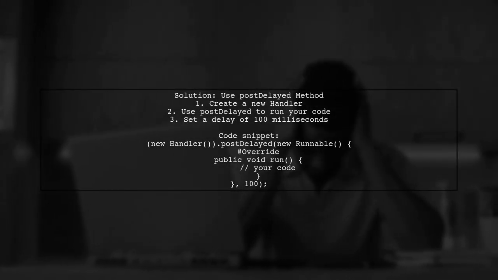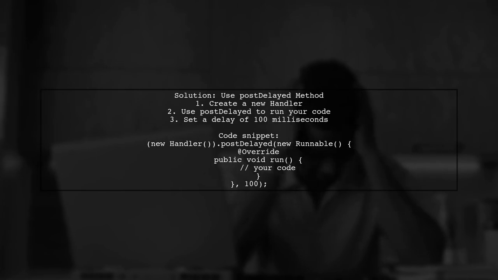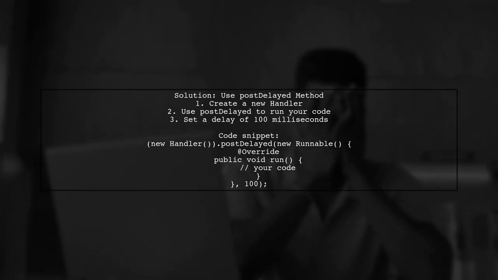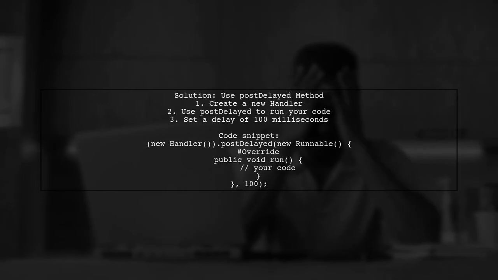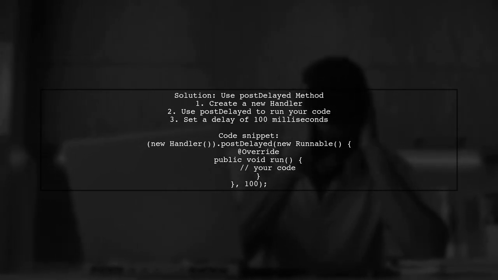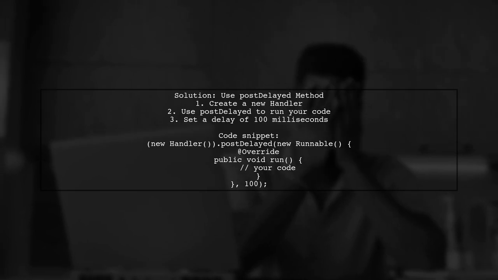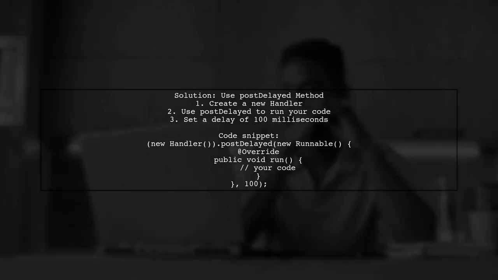Let's now look at another user-suggested answer. If you're having trouble with the ripple effect on RecyclerView not responding to light taps, one user found a solution using the postDelayed method. This method allows you to delay the execution of your code slightly.